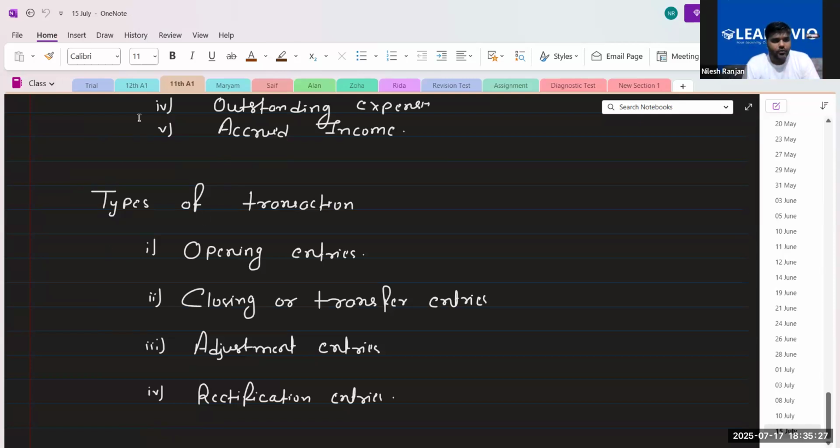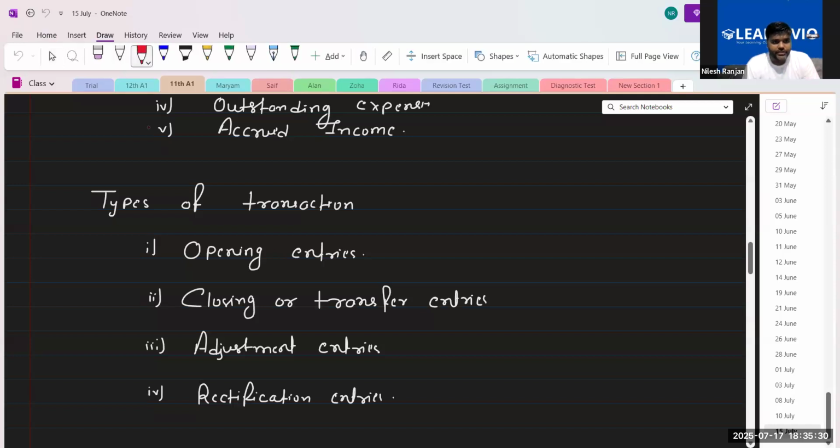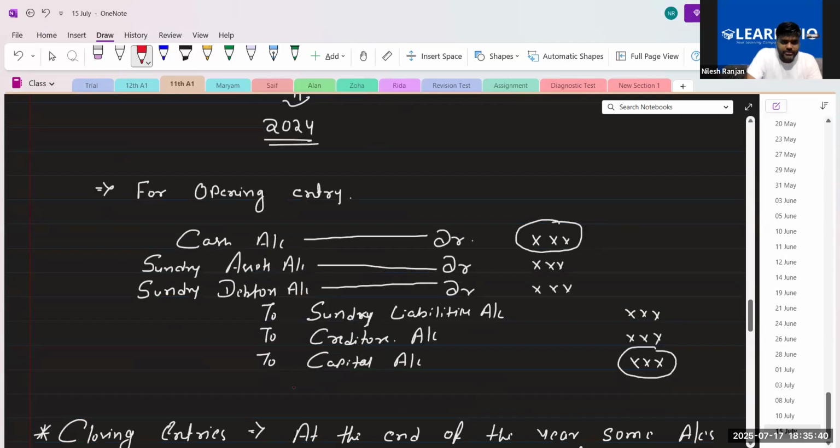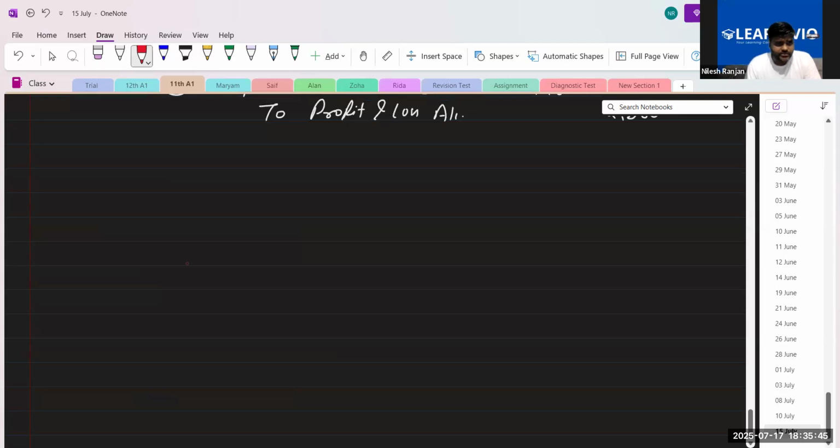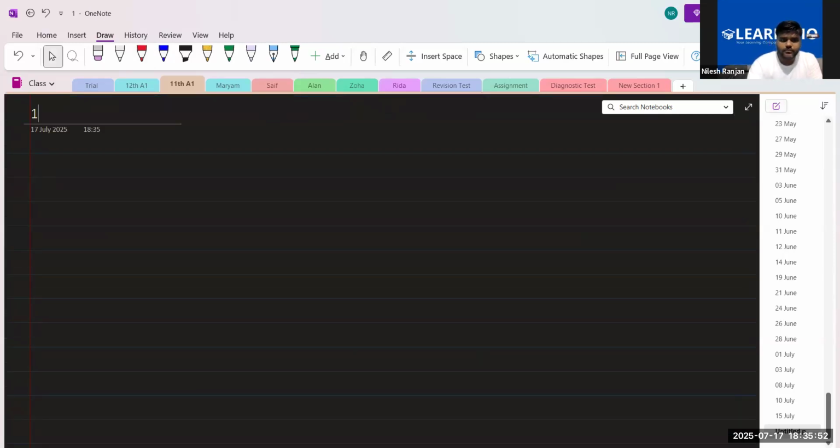So we have already covered opening entries. We have covered closing entries or transfer entries. And this third one, adjustment entry, we have not completed it yet. So actually in journal, we have solved many questions like this, but right now we have not covered it. So this is adjustment entry we are going to discuss.